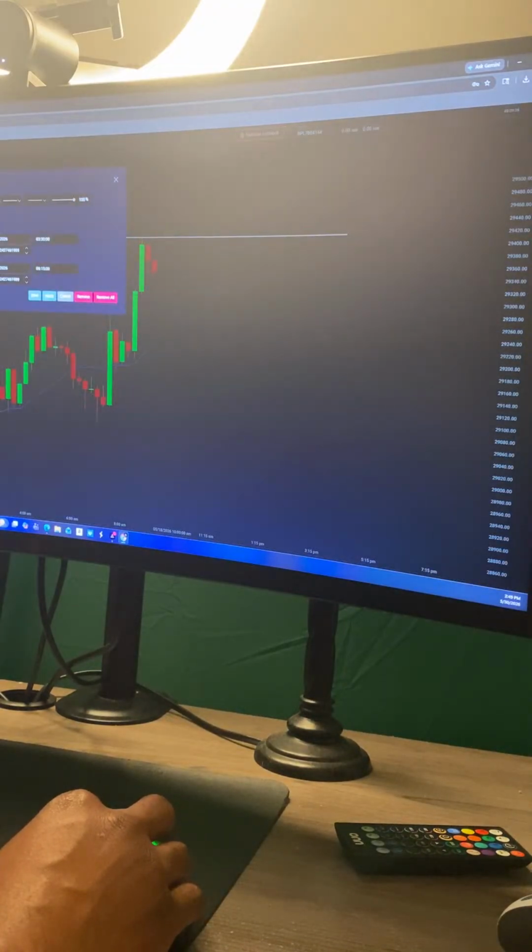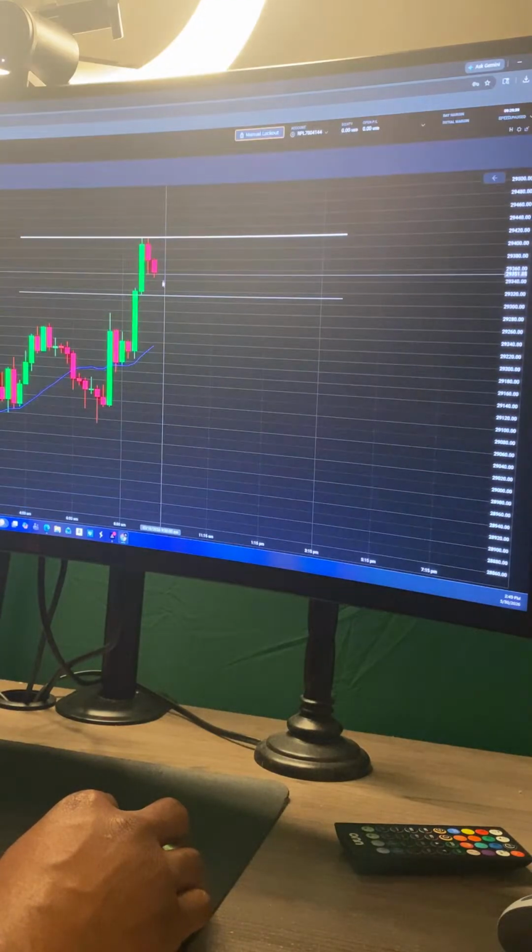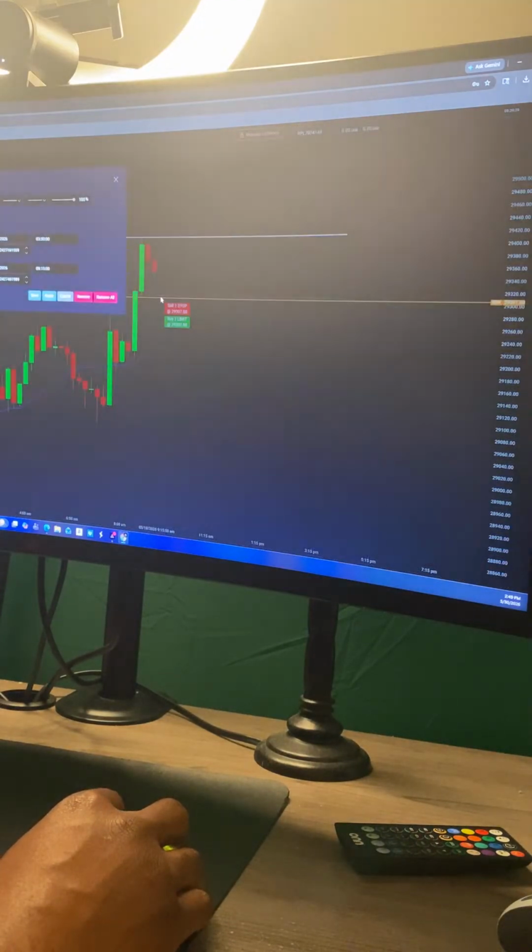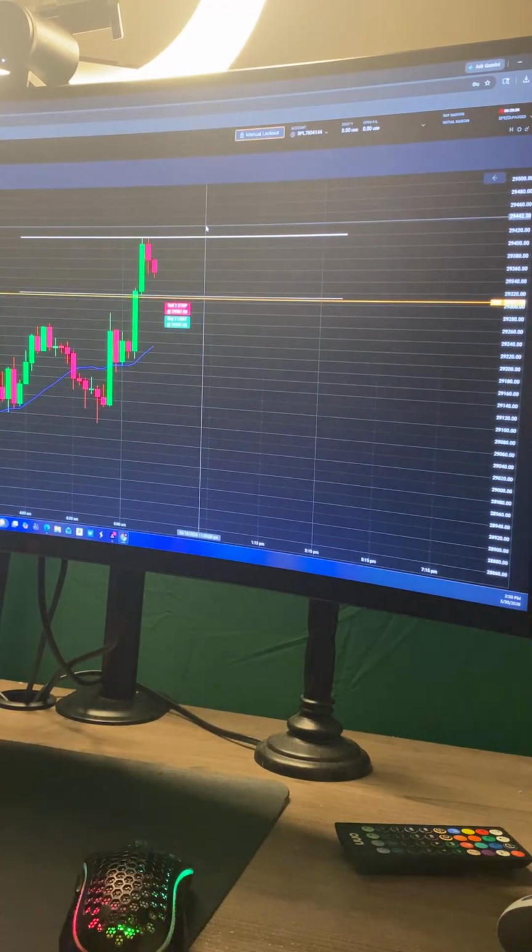We just found our floor and our ceiling based off the setup, right? There are other ways to get in, and other strategies, but this strategy works the best to me. Let me make this a little thicker. And this is why we're live.